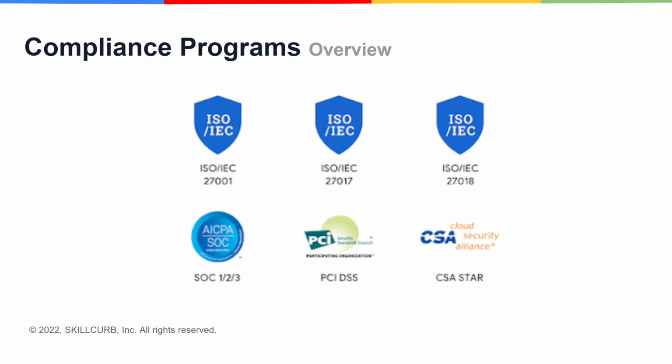CSA STAR. The CSA's Security Trust and Assurance Registry Program, or CSA STAR, is designed to help customers assess and select a cloud service provider through a three-step program of self-assessment, third-party audit, and continuous monitoring.